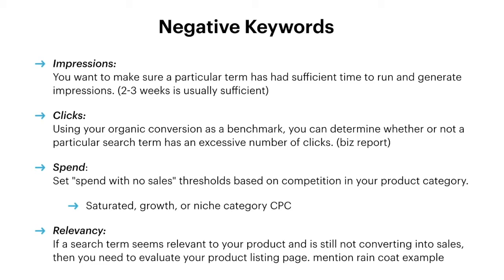You can use your organic data as a benchmark. So if you have more clicks than it would take you to convert organically, then you should consider negating that term because at that point, not only are you spending money, you're also decreasing your conversion rate. And negative keywords are really great for automatic campaigns, as mentioned, just because you have very little control. You can only bid at the ad group level.